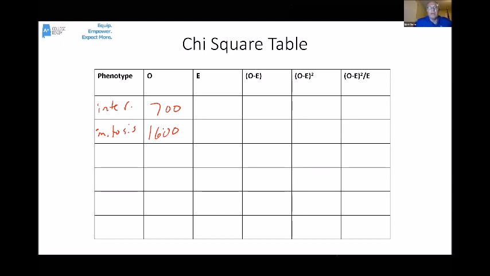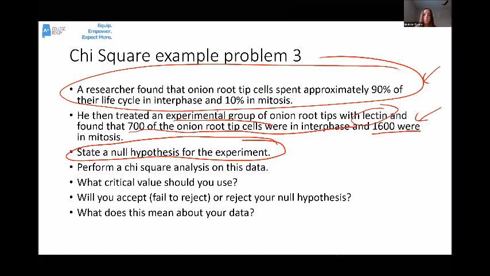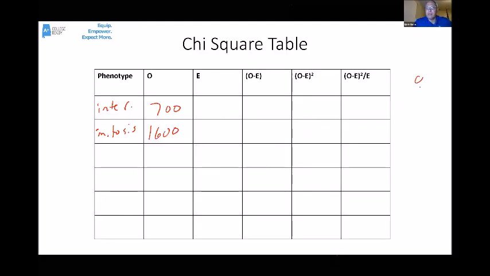How are we going to come up with those expected values? Somebody help me out. We had 90% expected in interphase and 10% in mitosis, so we're just going to calculate that. Yeah. So they're expecting 90% to be in interphase and 10% to be in mitosis. So what we need to do first is add up our total number of cells. 1600 plus 700, get 2300.